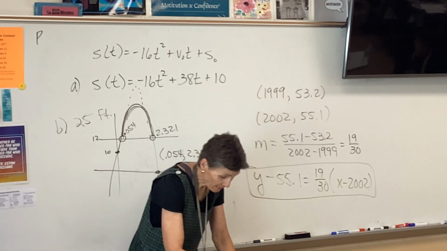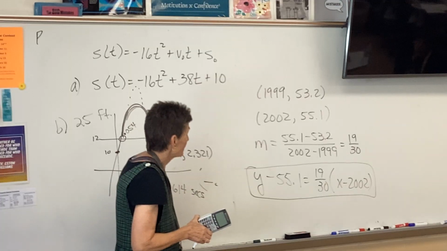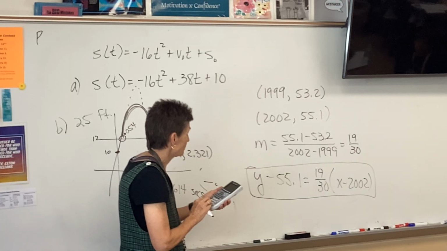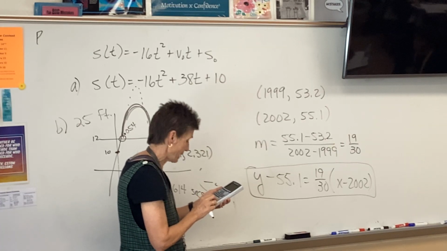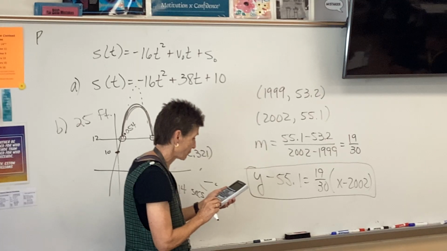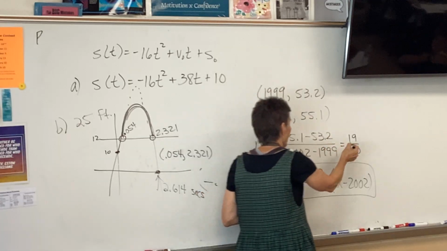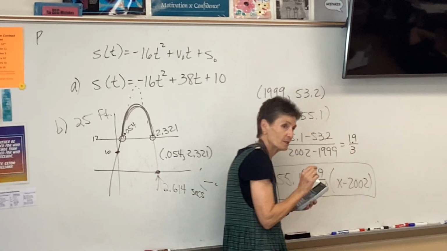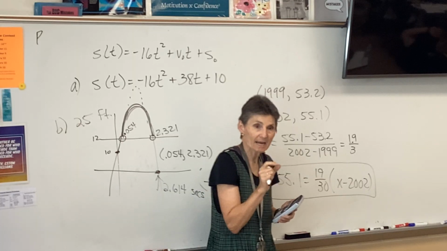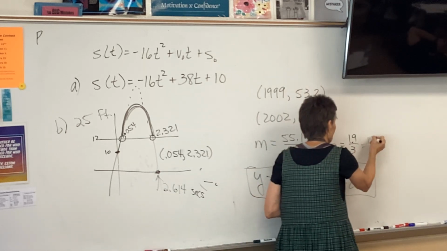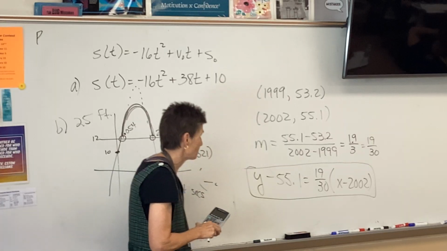But the next question says, find the imports in 2020. Would that not be 1.9 instead of 19? I get 55.1 minus 53.2, that's 1.9, and this subtraction is 3. We're not allowed to have fractions and decimals inside each other. So if I times by 10, I would get 19/30, which is what my calculator would give me when I math frac. Okay.